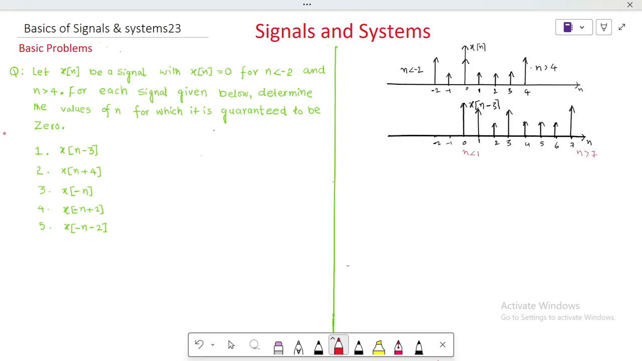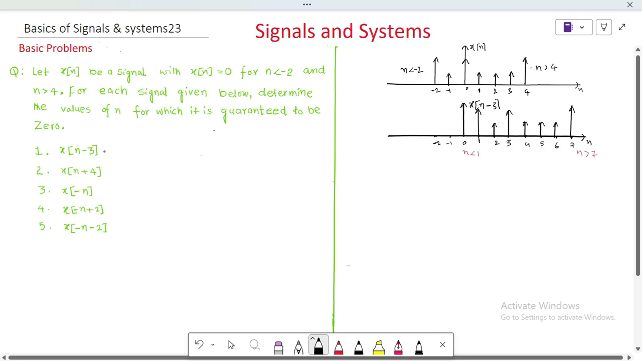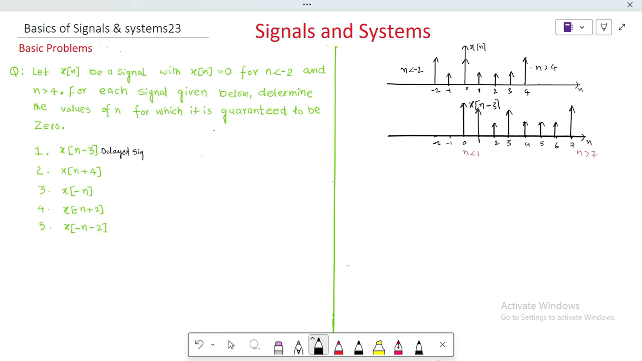So we can write here, this is the delayed signal of x of n, that is x of n minus 3. This is 0 for n less than 1 and n greater than 7.